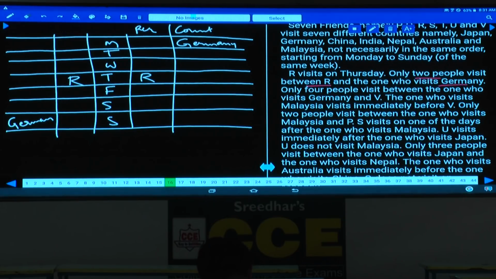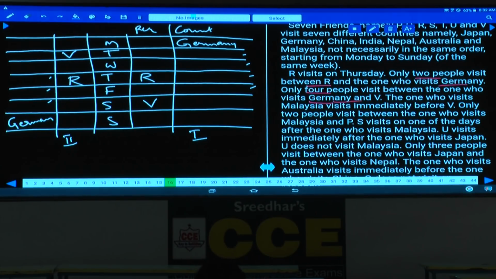Next one. Four people visited between the one who visits Germany and U. Between Germany and U, how many persons should be there? There must be exactly four. Now in case one, this is one and this is case two. Now in case two, where should this U be? U visited on which day? Now four persons between Germany and U, one, two, three, four, hence U must be on Saturday. Clear now? Then coming to the second case, between Germany and U, there must be exactly four, 1, 2, 3, 4, hence U must be on Tuesday.